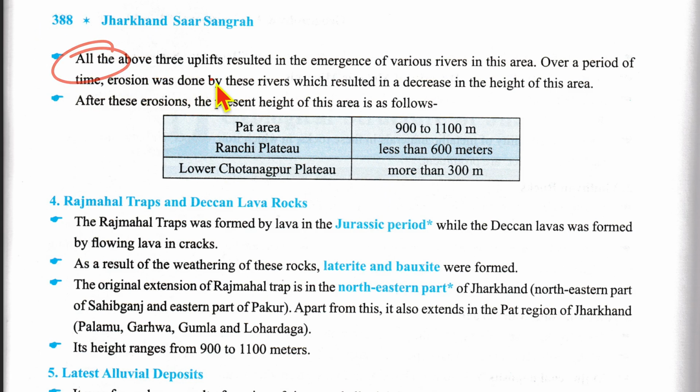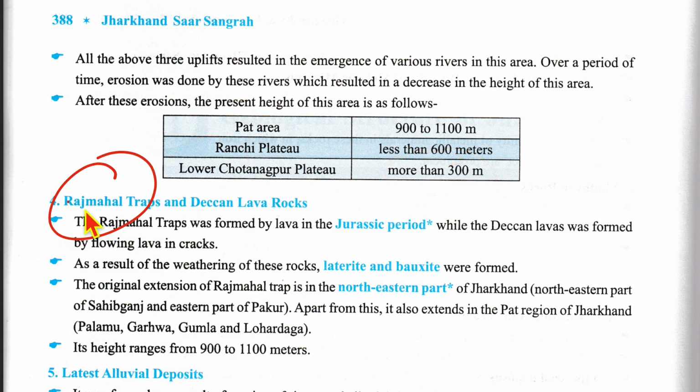All the above three uplifts resulted in the emergence of various rivers in the area. Over a period of time, erosion by these rivers resulted in a decrease of the height of this area. After the erosion, the present heights of this area are as follows. Okay, so the previous figures are true. Now the Pat area is between 900 to 1100 meters. Ranchi Plateau is approximately 600 meters, or slightly less than 600 meters. Now lower Chota Nagpur Plateau is more than 300 meters.